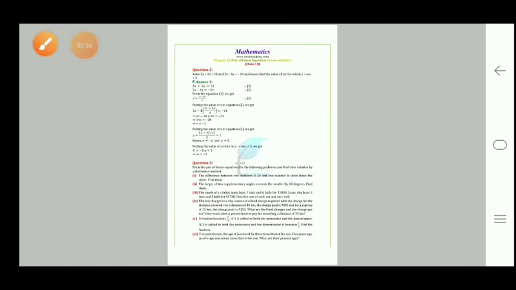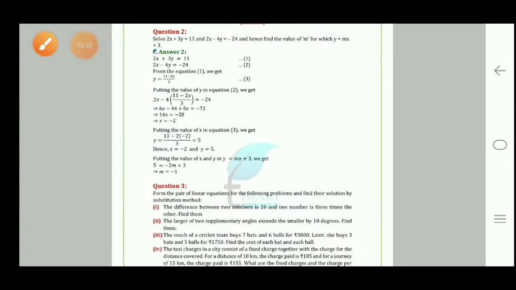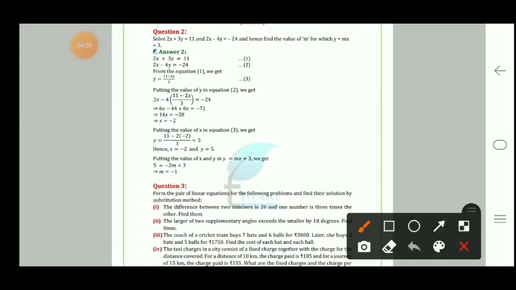Now moving toward question number 2. In question number 2, solve 2x plus 3y is equal to 11 and 2x minus 4y is equal to minus 24, and hence find the value of m for which y is equal to mx plus 3. So 2x plus 3y is equal to 11, and 2x minus 4y is equal to minus 24. First we solve this, so we get y is equal to (11 minus 2x) whole over 3.